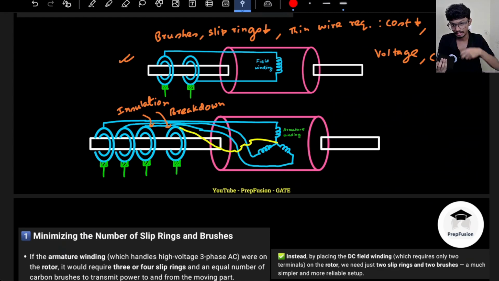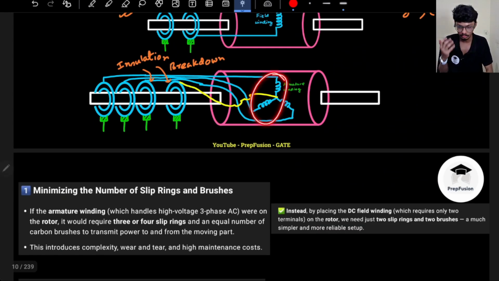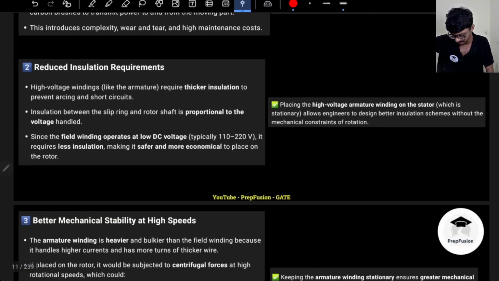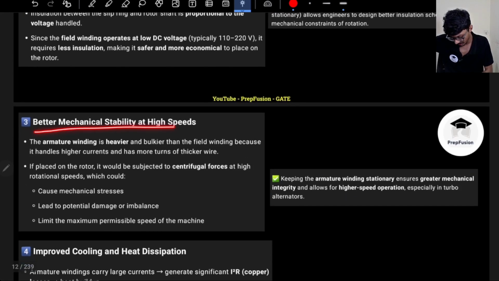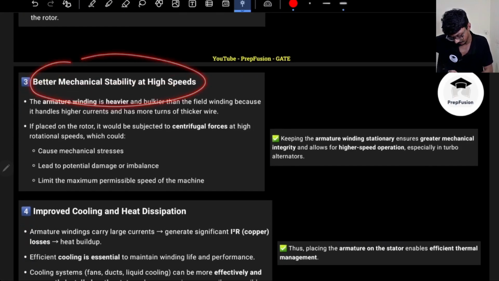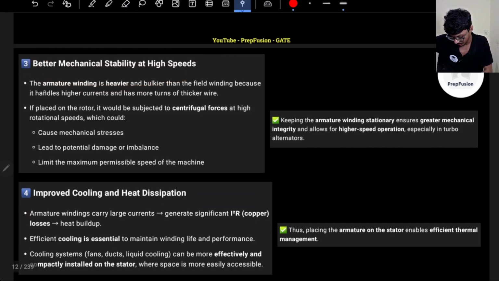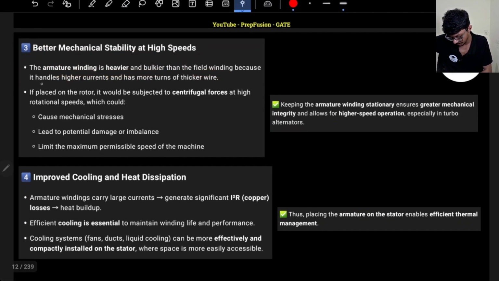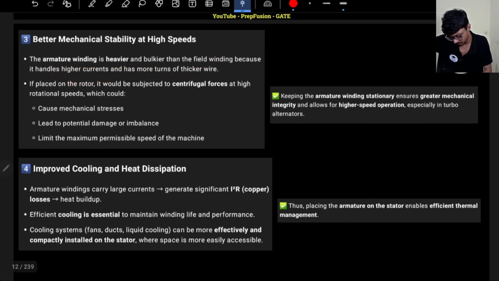The higher the load you want to rotate, something can happen. So if I use the armature winding as a rotor, it does not provide better mechanical stability at high speed. The armature winding is heavier and bulkier than the field winding because it handles higher currents and has tons of thicker wire. Okay, so that's how it is better.